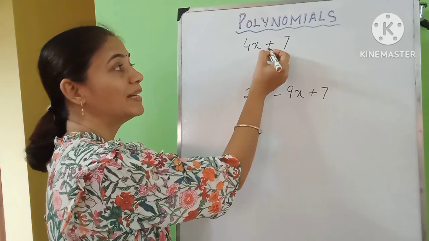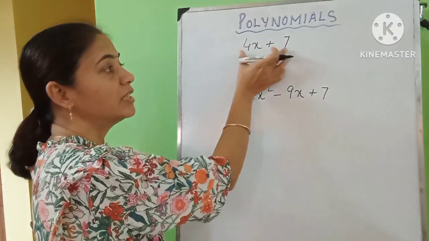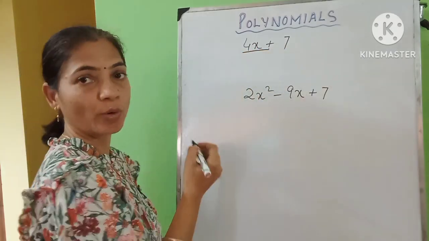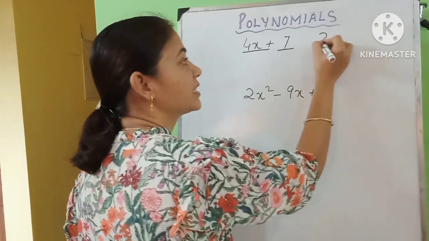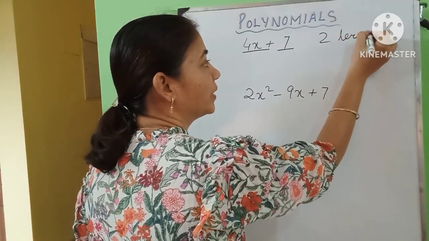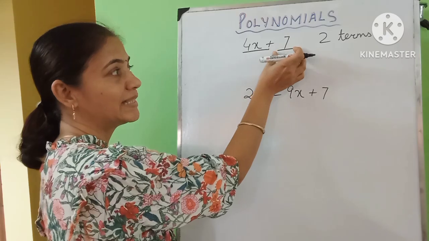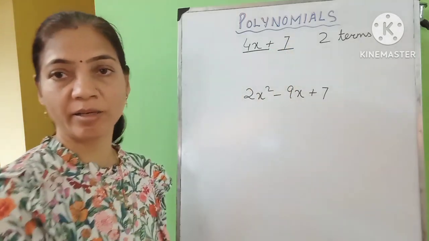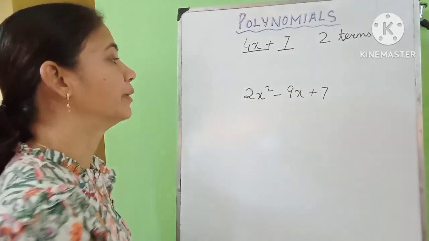So as I said, plus sign separates the terms of the polynomial. So this given polynomial has two terms. One term is 4x, another term is 7. There are two terms in this polynomial. Okay. Now 4x is one term, 7 is another term. 7 is the constant term because there is no variable, so its value cannot vary. So it's a constant term.